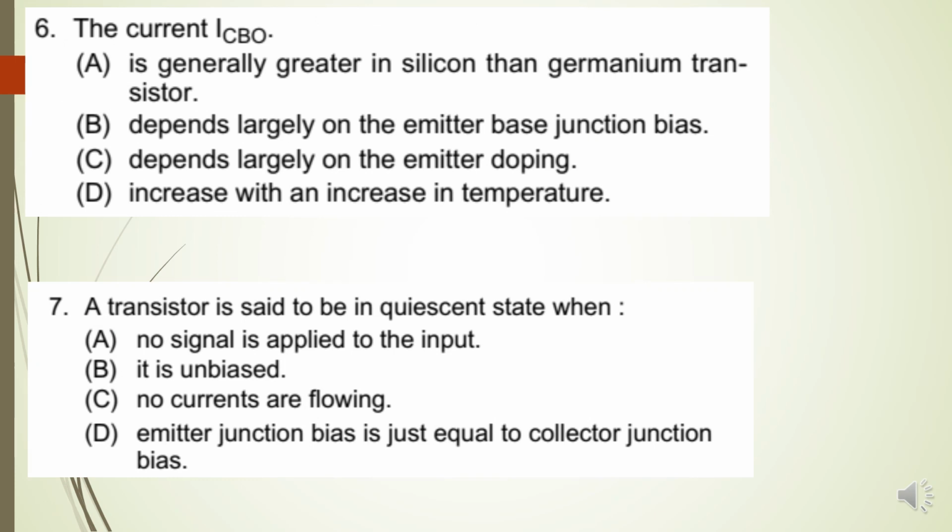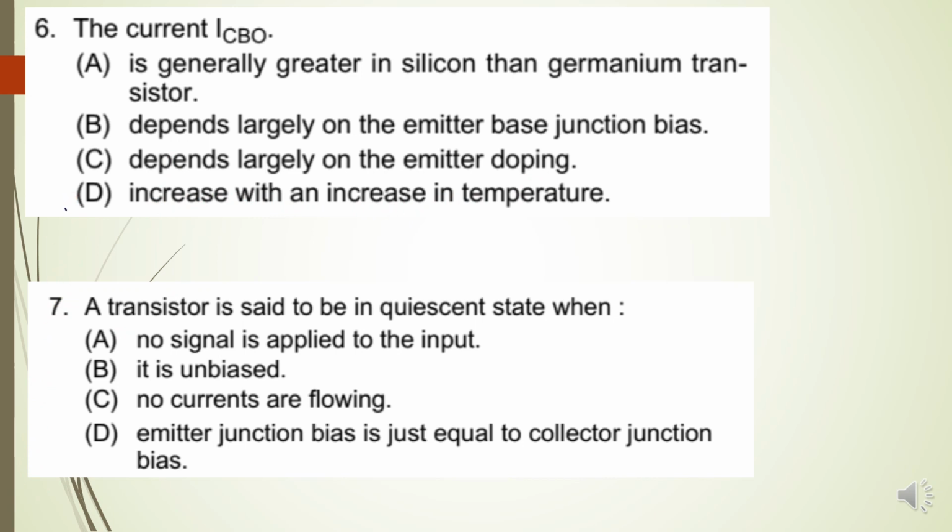Next problem. The current ICBO is generally greater in silicon than in germanium transistor. B, depends largely on the emitter base junction bias. C, depends largely on the emitter doping. D, increases with an increase in temperature. Current ICBO increases with an increase in temperature. So option D is the correct answer.